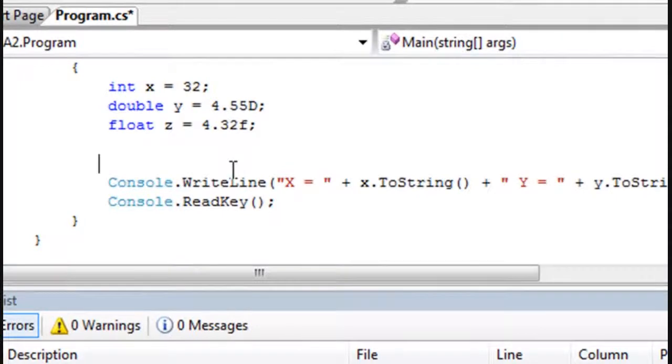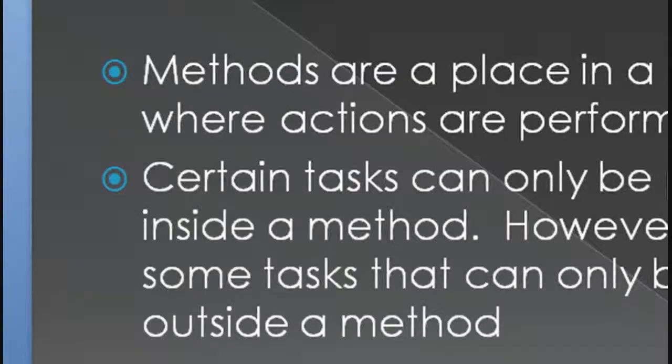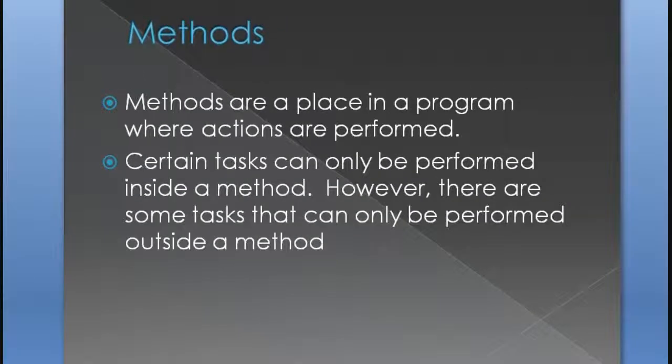So that's it for variables. We'll cover more about those once we get into the coding. So now let's talk about methods. A method is a place in a program where actions are performed. Certain tasks can only be performed inside of a method. However, there are some tasks that can only be performed outside of a method, and we'll go more into those later on.